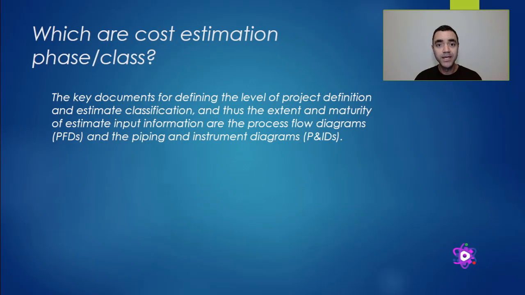The cost estimation can get different classifications depending on the stage of the project. The key documents for defining these classifications are the process flow diagram and also the piping and instrumentation diagram, which in general are responsibilities of the chemical process engineer. However, these classifications are not absolute and depend on the institution being considered.